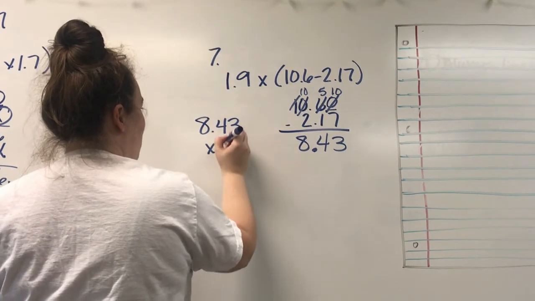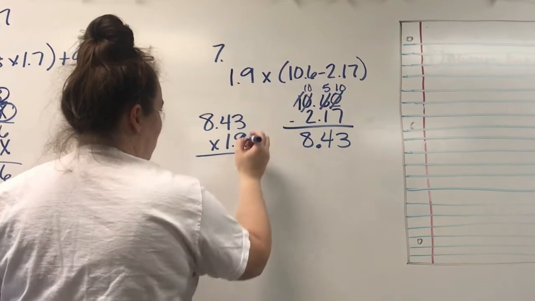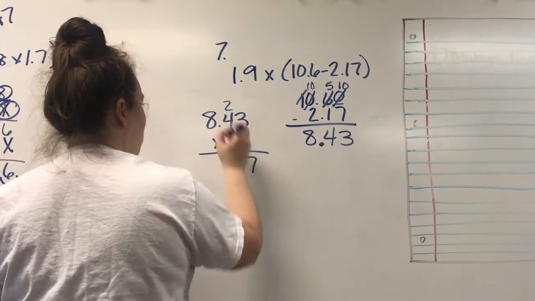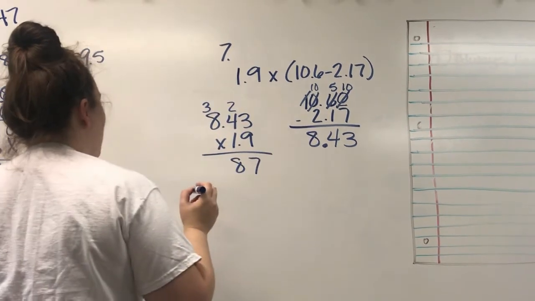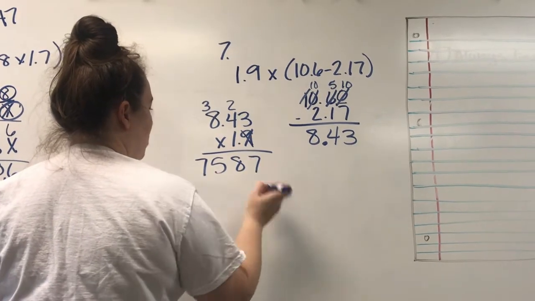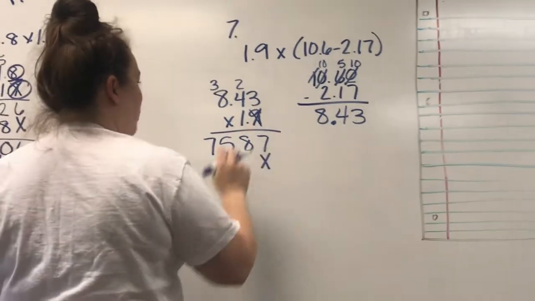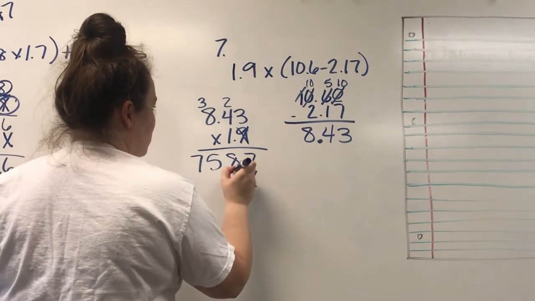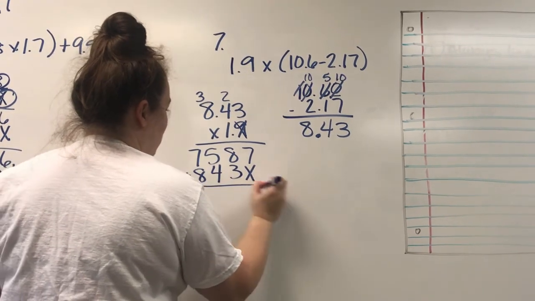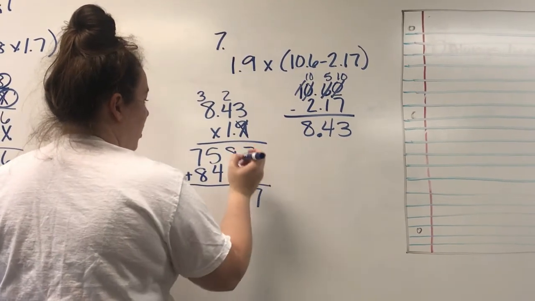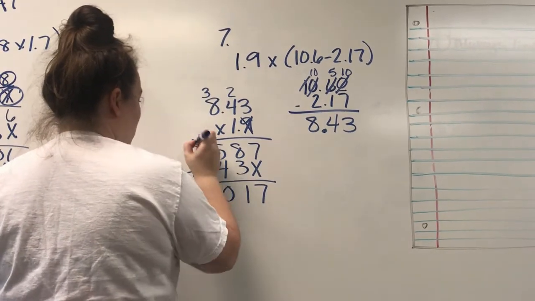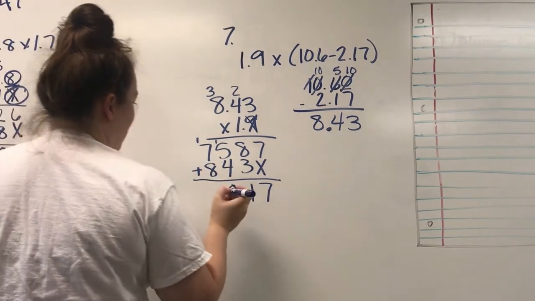8.43 times 1.9. 9 times 3. 9 times 4. 9 times 8. 17. I'm done with my 9. I'm going to cross it out and I'm going to put a placeholder. We have that happy 1 again, so I just get to copy what's on the top row. Then add 7 plus nothing, 8 plus 3, 1 plus 5 plus 4, 1 plus 7 plus 8.